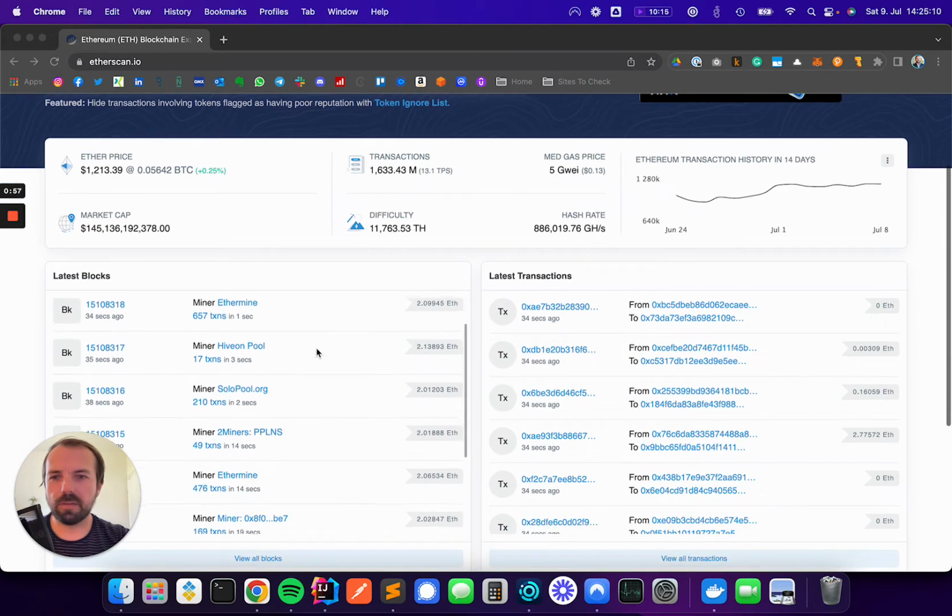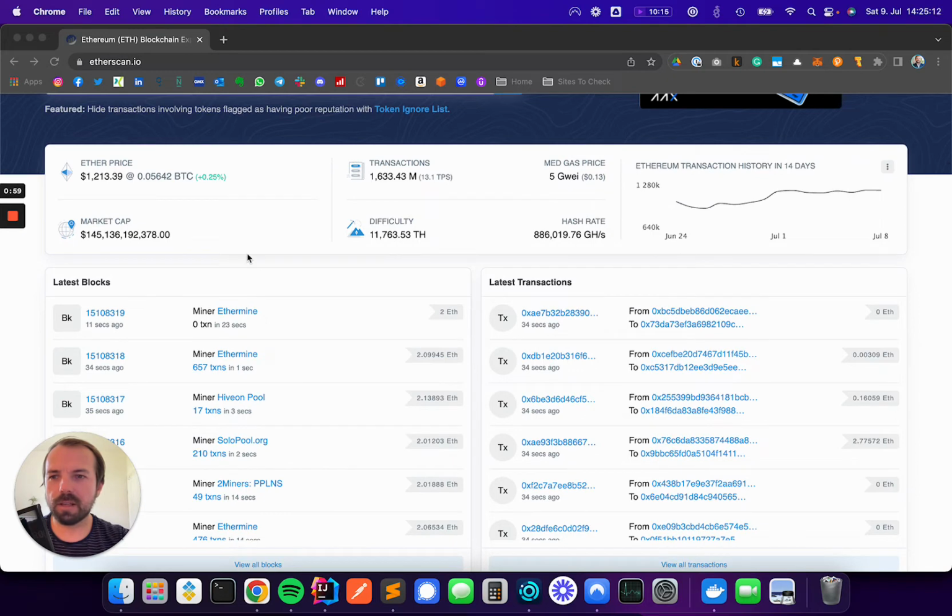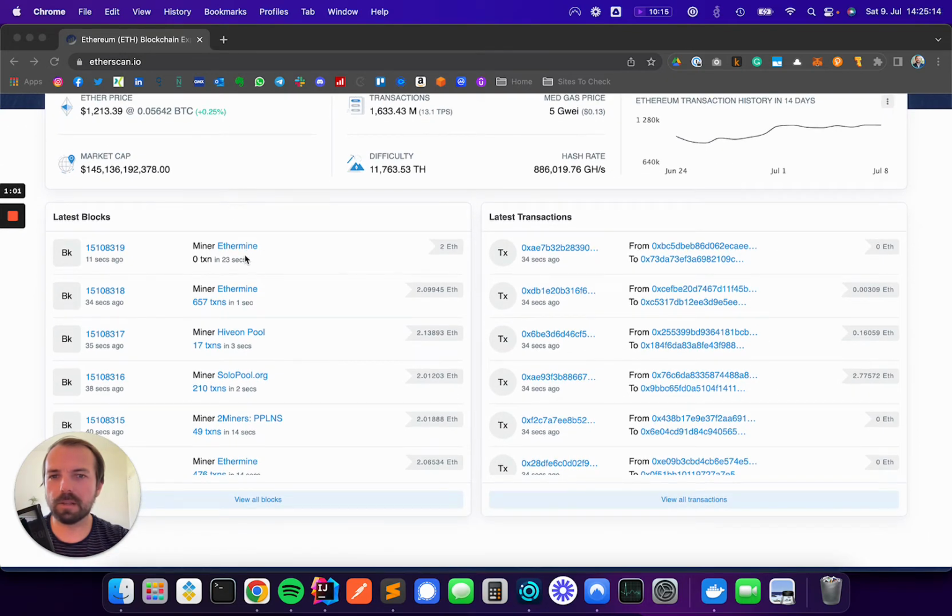And then you have two sections. The left section is the latest blocks, a list of the latest blocks that were mined. To the right, there are the latest transactions, which are part of the blocks.